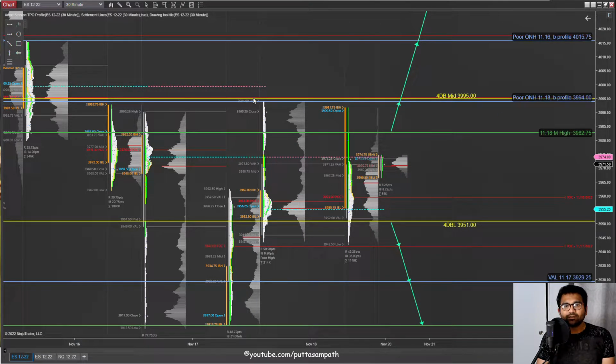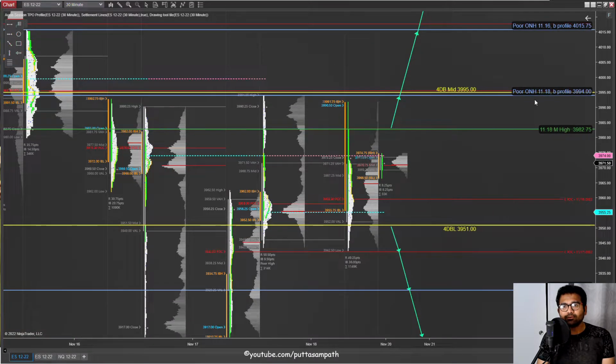However, the overnight session's high is poor, so I marked it as a poor overnight high of 1118, and that is a B profile. If you look at the overnight session profile, it was like a B shape, like a big tail on top, and then most of the distribution was to the downside. And even the Friday regular trading hours profile is also almost like a B profile.